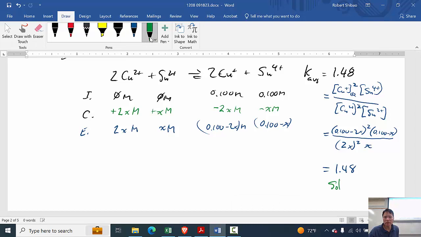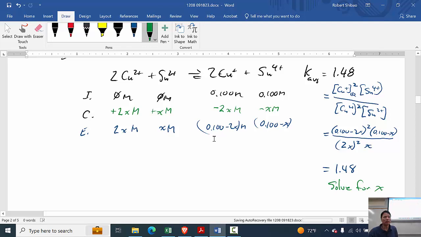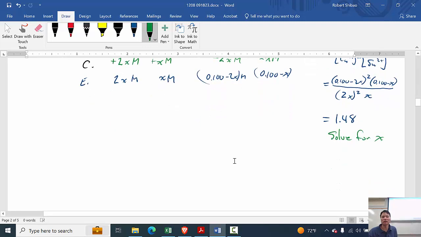So all I need to do is solve for x. If I solve for x, then I can figure out what the change is. But there's a problem, and that is it's a third order equation. So how do you solve for x in a third order equation like this?